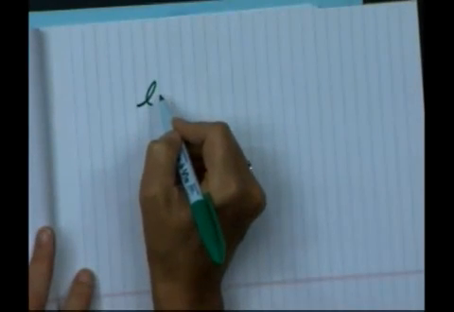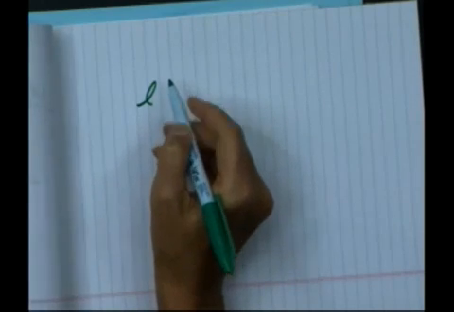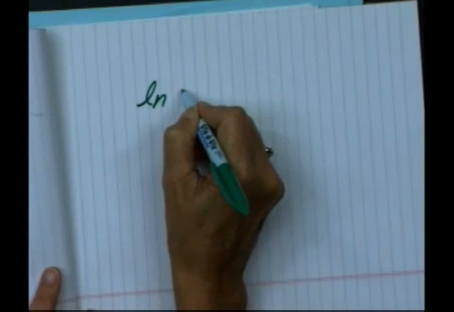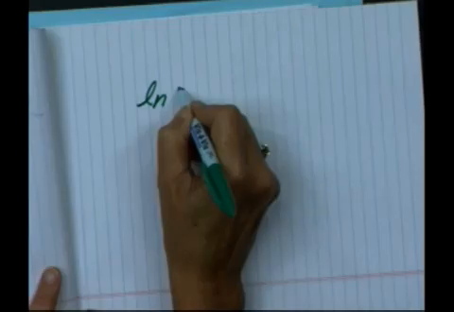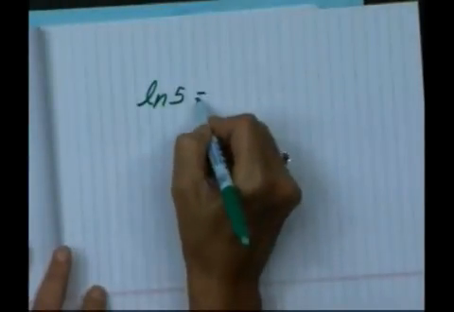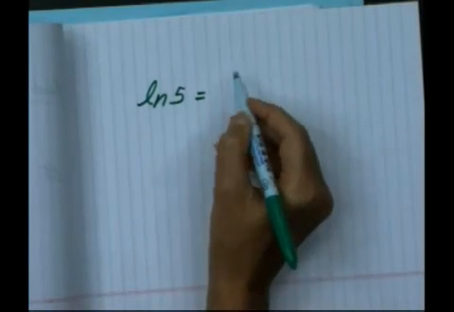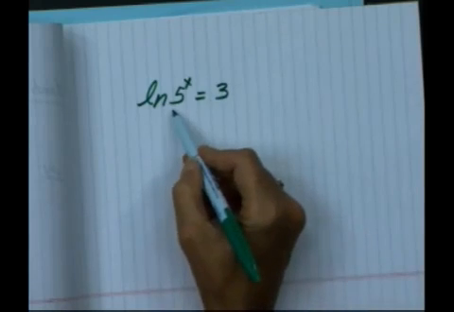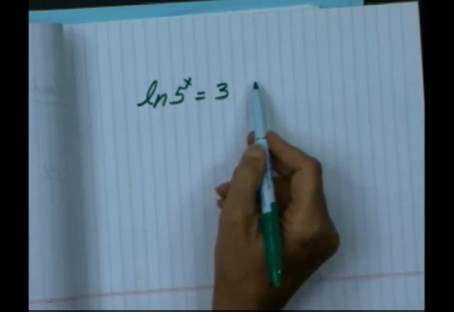Suppose you have e, exponentiate natural log of 5 to the x equals 3, for example. Natural log of 5 to the x equals 3.